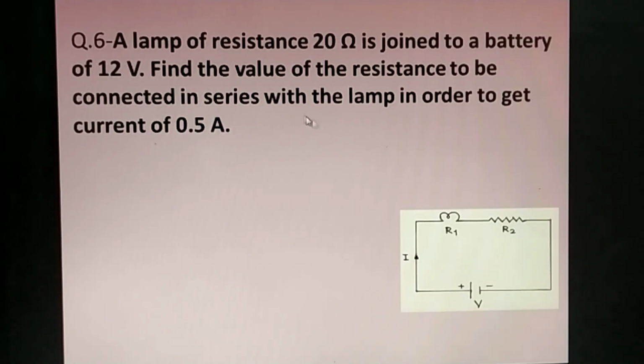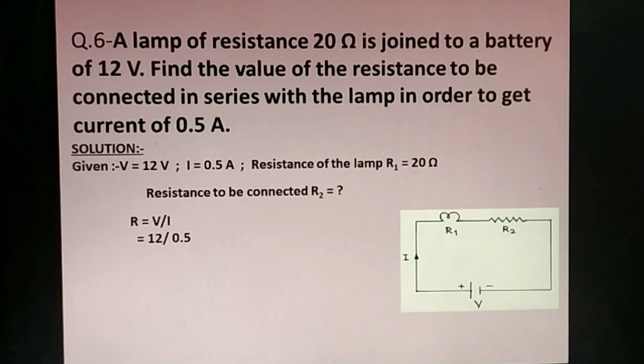इसकी वैल्यू फाइंड आउट करनी है विद द लैम्प इन ऑर्डर टू गेट द करंट ऑफ, ताकि हमें करंट कितना मिल सके 0.5 एम्पियर का. सो फर्स्ट राइट डाउन ऑल द वैल्यूज विच आर गिवन इन द क्वेश्चन. दैट इज V इज इक्वल्स टू 12 वोल्ट, I इज इक्वल्स टू 0.5 एम्पियर, एंड द रेजिस्टेंस ऑफ लैम्प हमने क्या माना है R1. तो R1 इज इक्वल्स टू 20 ओम.